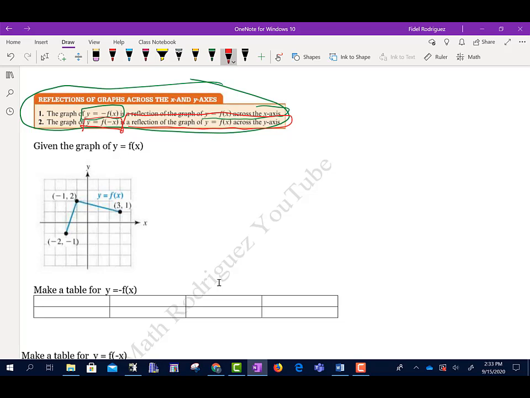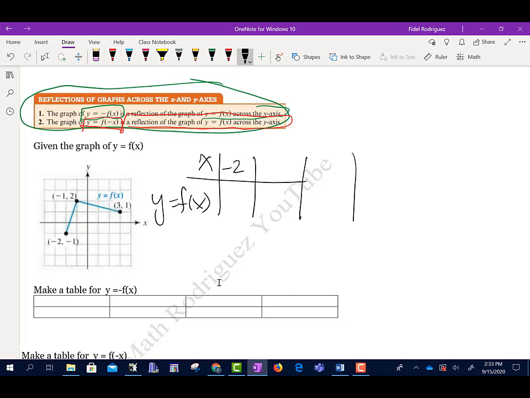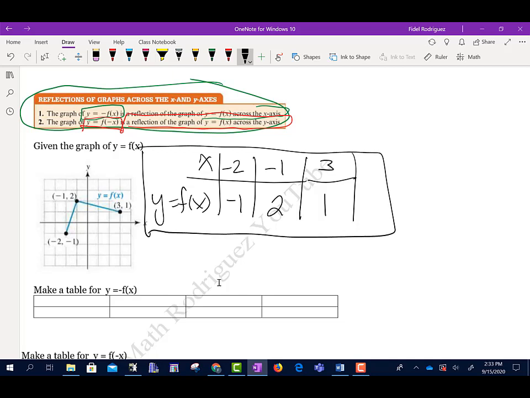So first thing we're going to do, we're going to look at our graph here, okay? I'm going to make a table of values. Before we had tables, now we only have the graph, but we can make our own table for the original picture, right? So when x is negative 2, y is negative 1. When x is negative 1, y is positive 2. And when x is 3, y is positive 1, right? There's the graph. There's my table for those points right there, right? And all I did is just put my x and my y points.